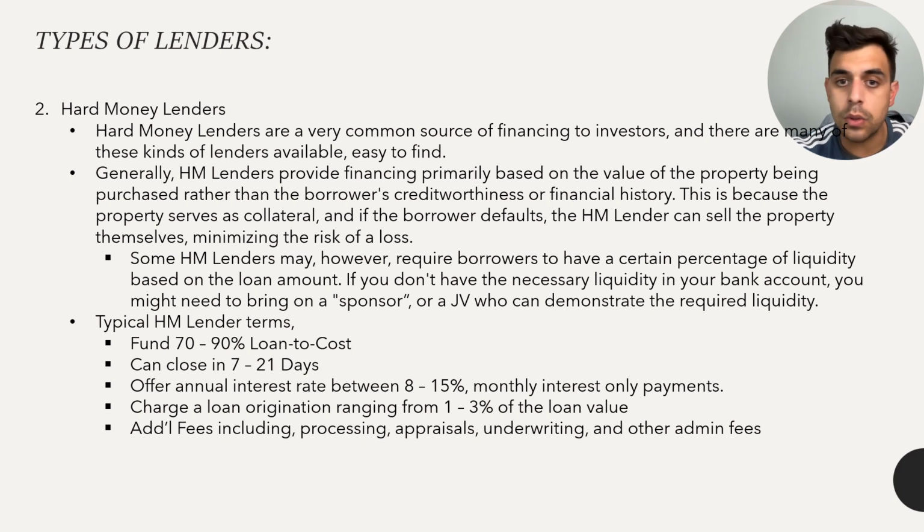They're going to offer annual interest rates between 8 and 15%, and you're going to make payments on a monthly interest-only schedule. So if it's, call it 12%, you'd be borrowing at about 1% a month. So every month you hold it, it's an extra percent. And then at the end of the term, there'll be a balloon payment of the principal amount. They're going to charge a loan origination fee, 1 to 3% of the loan value.